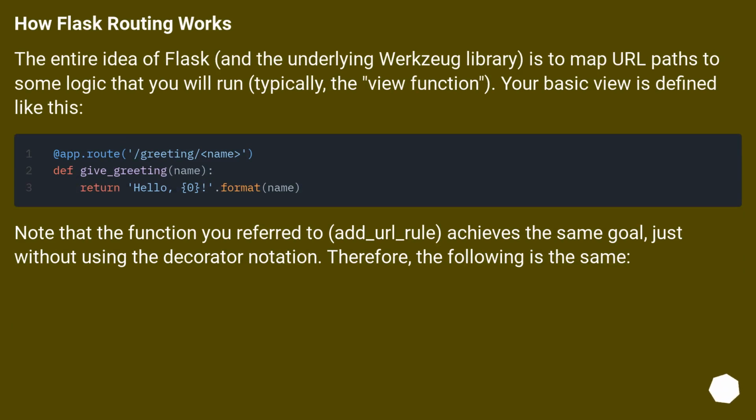How Flask routing works. The entire idea of Flask and the underlying Werkzeug library is to map URL paths to some logic that you will run, typically the view function. Your basic view is defined like this. Note that the function you refer to, at add_url_rule, achieves the same goal, just without using the decorator notation. Therefore, the following is the same.